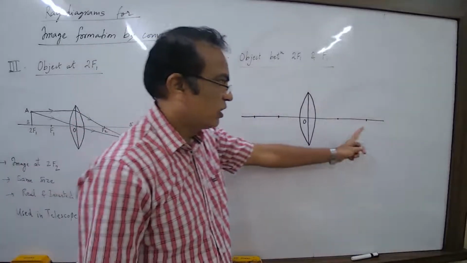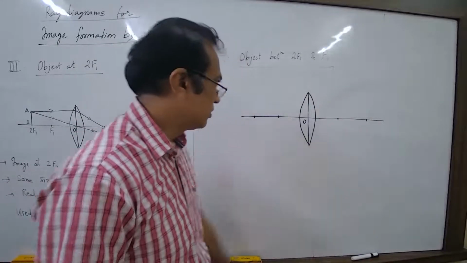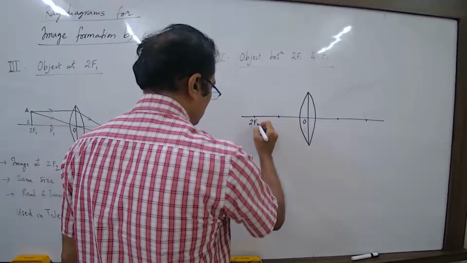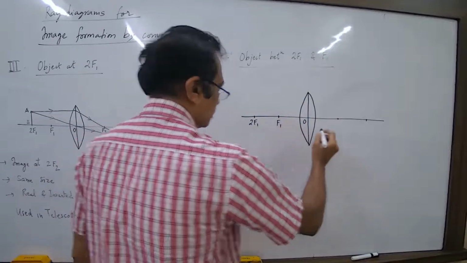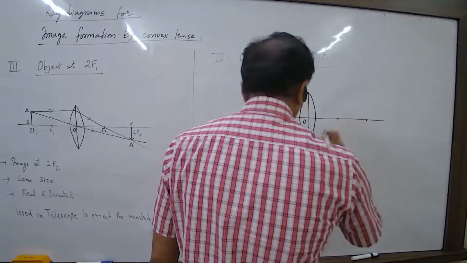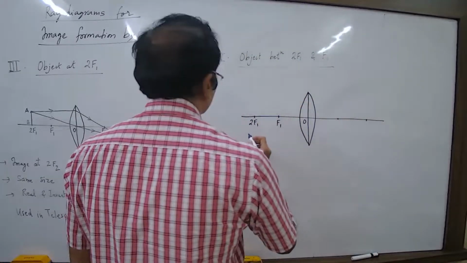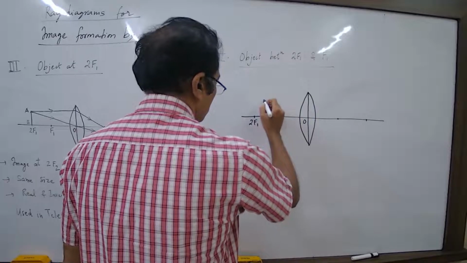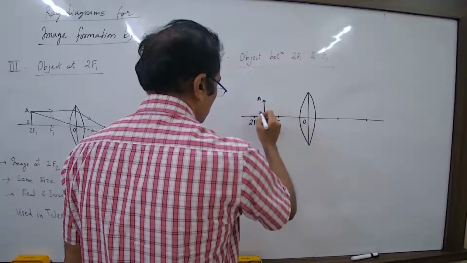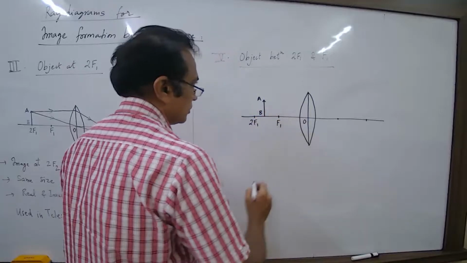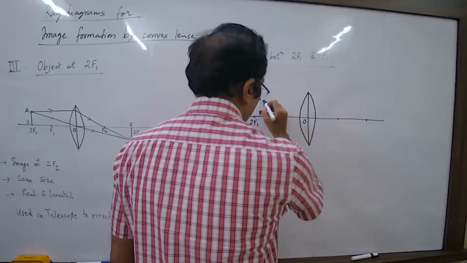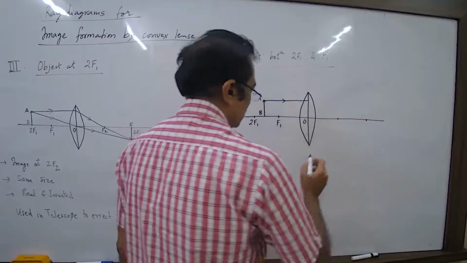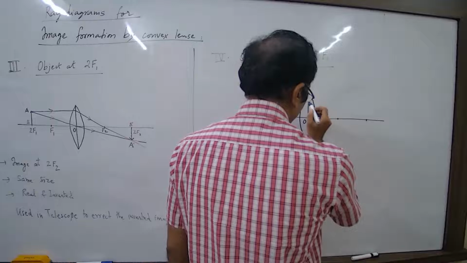So right side you don't mark, you just mark and don't write it, okay? First draw the diagram. So this is your 2F1, F1, here we have F2, okay. Let's say you have AB. So first will be parallel. It will always pass through the focus.